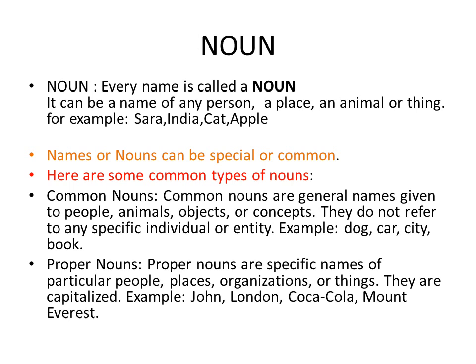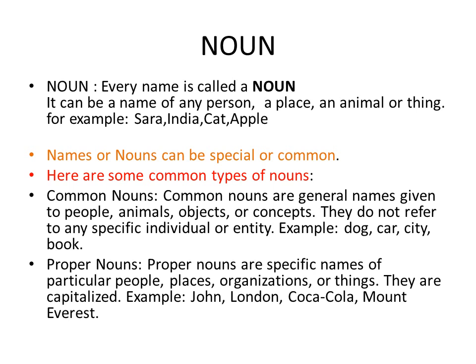Noun. Every name is called a noun. It can be the name of any person, a place, an animal, or a thing. For example, name of a girl, Sarah. Name of a country, India. Name of an animal, cat. Or name of a fruit, apple. Names or nouns can be special or common.